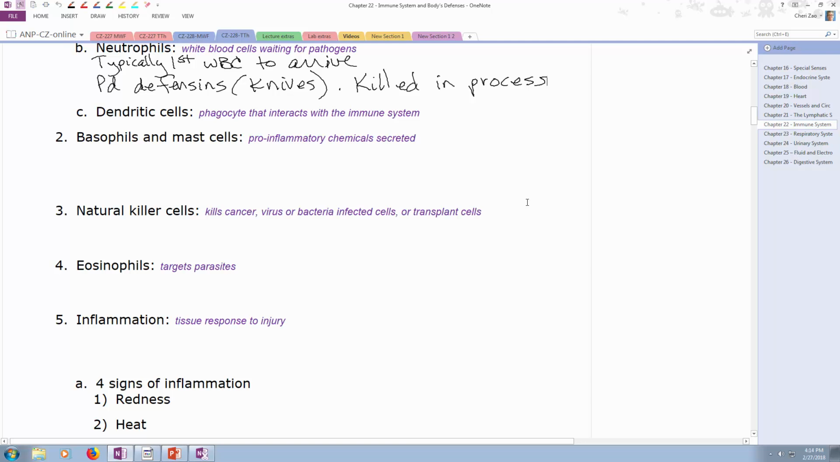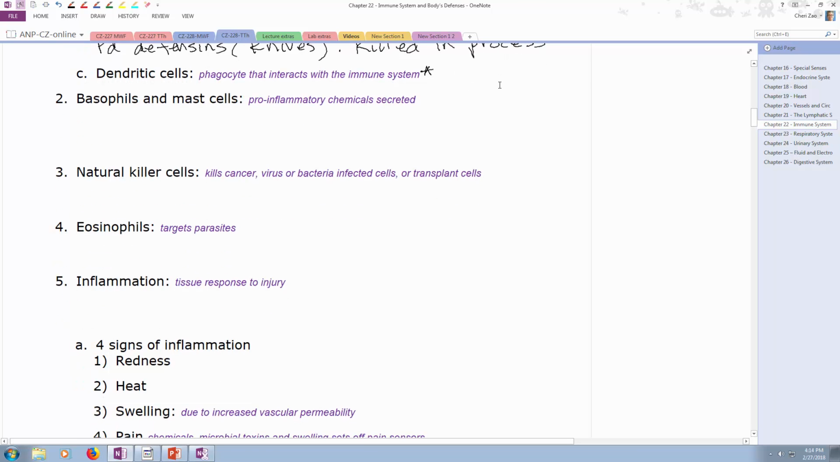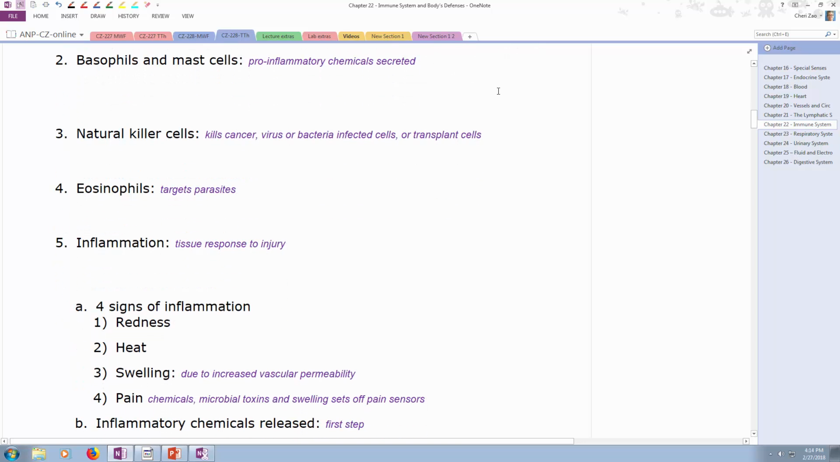Dendritic cells, those phagocytes that interact with the immune system, are very important, but they are actually still phagocytes, so they're part of the innate system. They get rid of the pathogen when they encounter it. They do live to fight another day.